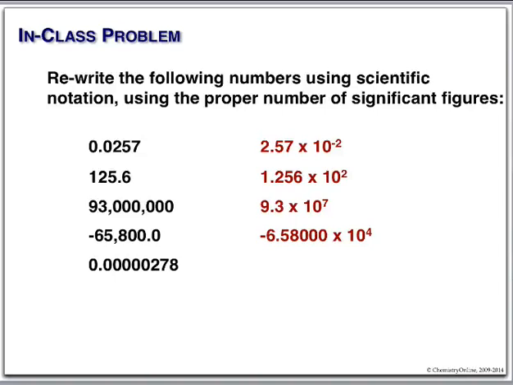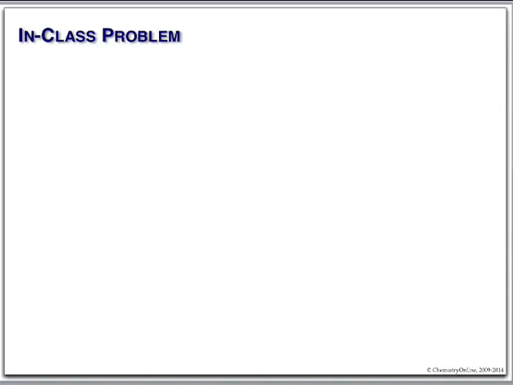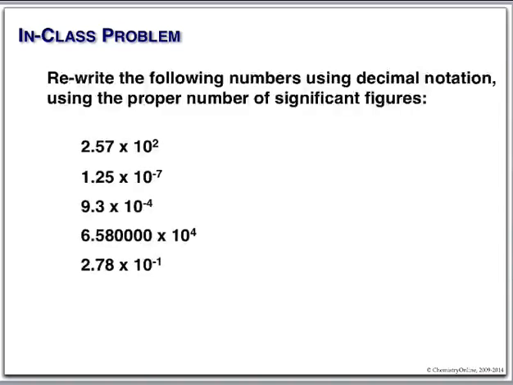Finally, these are all leading zeros. We get rid of them. 278, that's three significant figures, times 10 to the minus 6. Quickly do it backwards. Should be able to do this very quickly now.